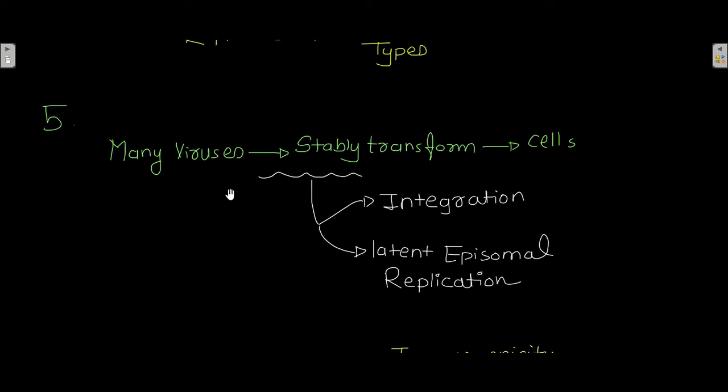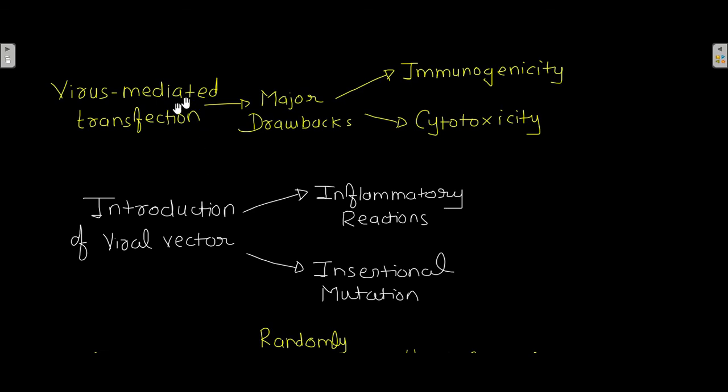Now many viruses stably transform the cell, either by integration or by latent episomal replication. Okay, so you get stable transformation of the cell if you are using viruses. Now virus mediated transfection has some drawbacks as well, and the major drawbacks are immunogenicity and cytotoxicity. Okay, these two are the major drawbacks of this virus mediated transfection process.